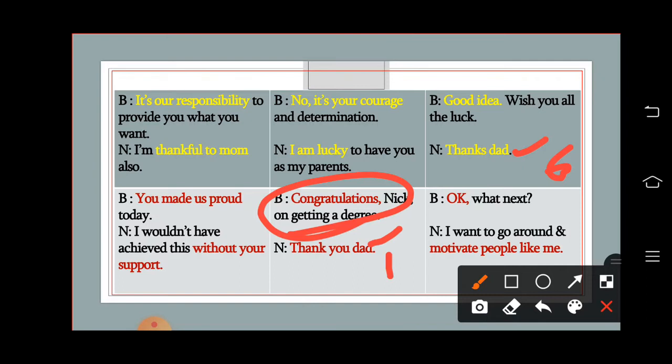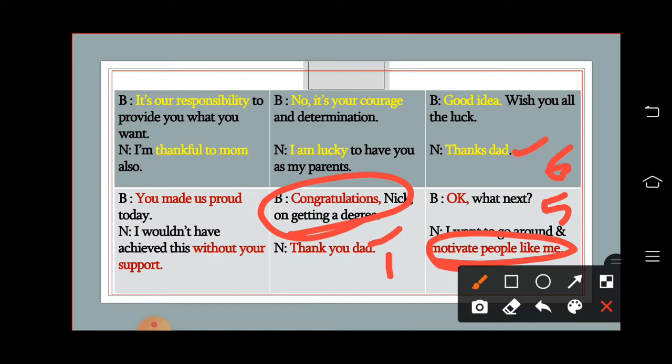Then if we look at the remaining parts, we'll observe that Nick wants to go around and motivate people. For that, his father might have said, wish you all the luck. So here it is. So this can be exchange number 5. And then we are left with 3 more exchanges. To identify them, again we'll go back to the first exchange.